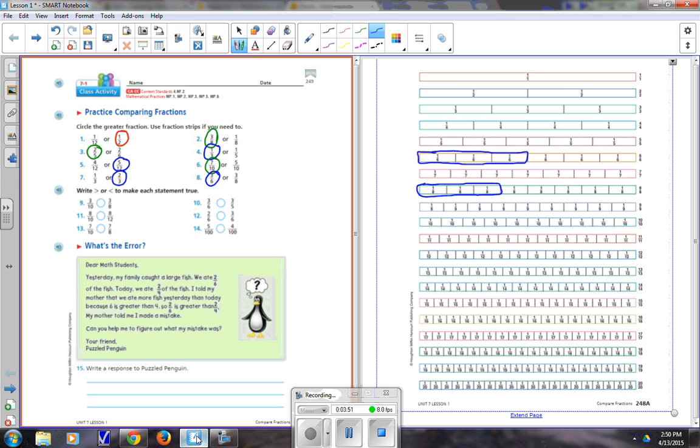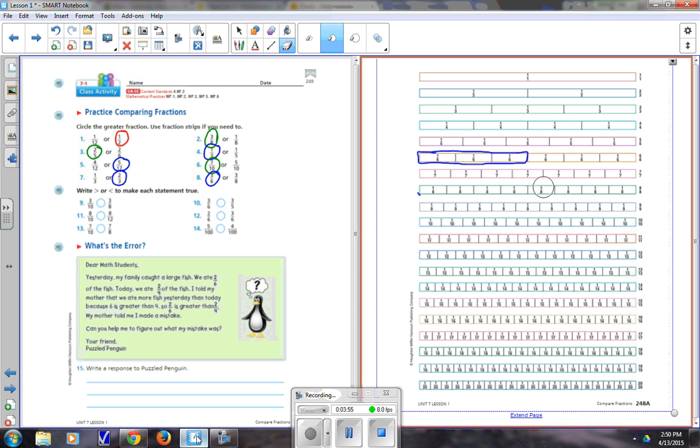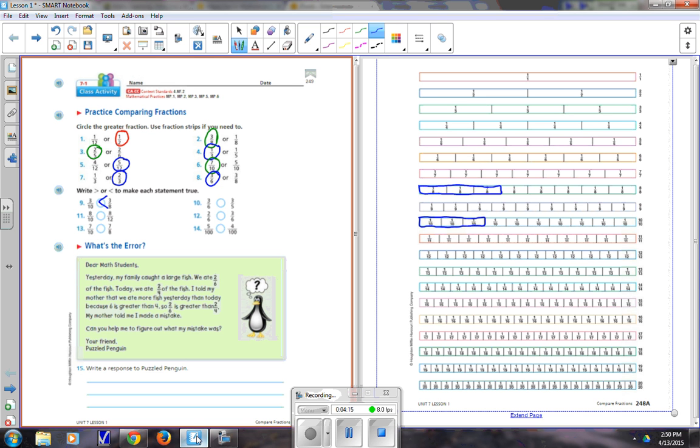Now we're going to make a statement true, greater than or less than, all right? You can still use our strips to help us out. 3/10, finding my tenths, 1, 2, 3, is greater than or less than 3/8? 1, 2, 3. I'm going to say it's less than. 3/8 is bigger.